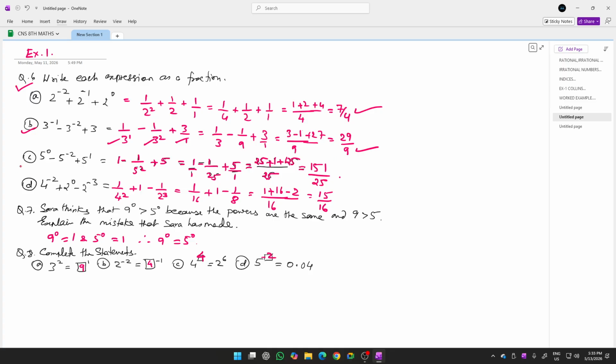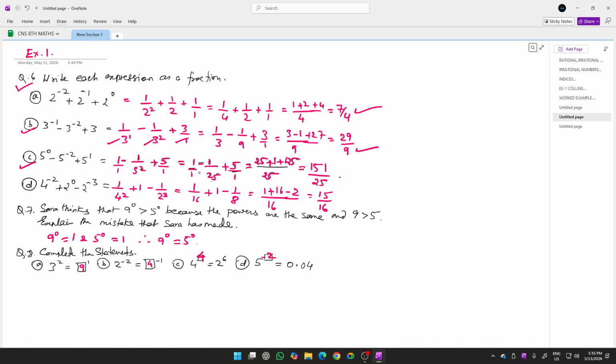Okay. Now let us work out C. The expression is 5 raised to 0 minus 5 raised to minus 2 plus 5 raised to 1. So again 5 raised to 0 can be written as 1, minus 5 raised to minus 2 I can write as 1 upon 5 raised to 2, plus 5 raised to 1 I'll just write 5. So this can be written as 1 minus 1 upon 5 square plus 5. This will work out to 1 minus 1 upon 25 plus 5 upon 1.